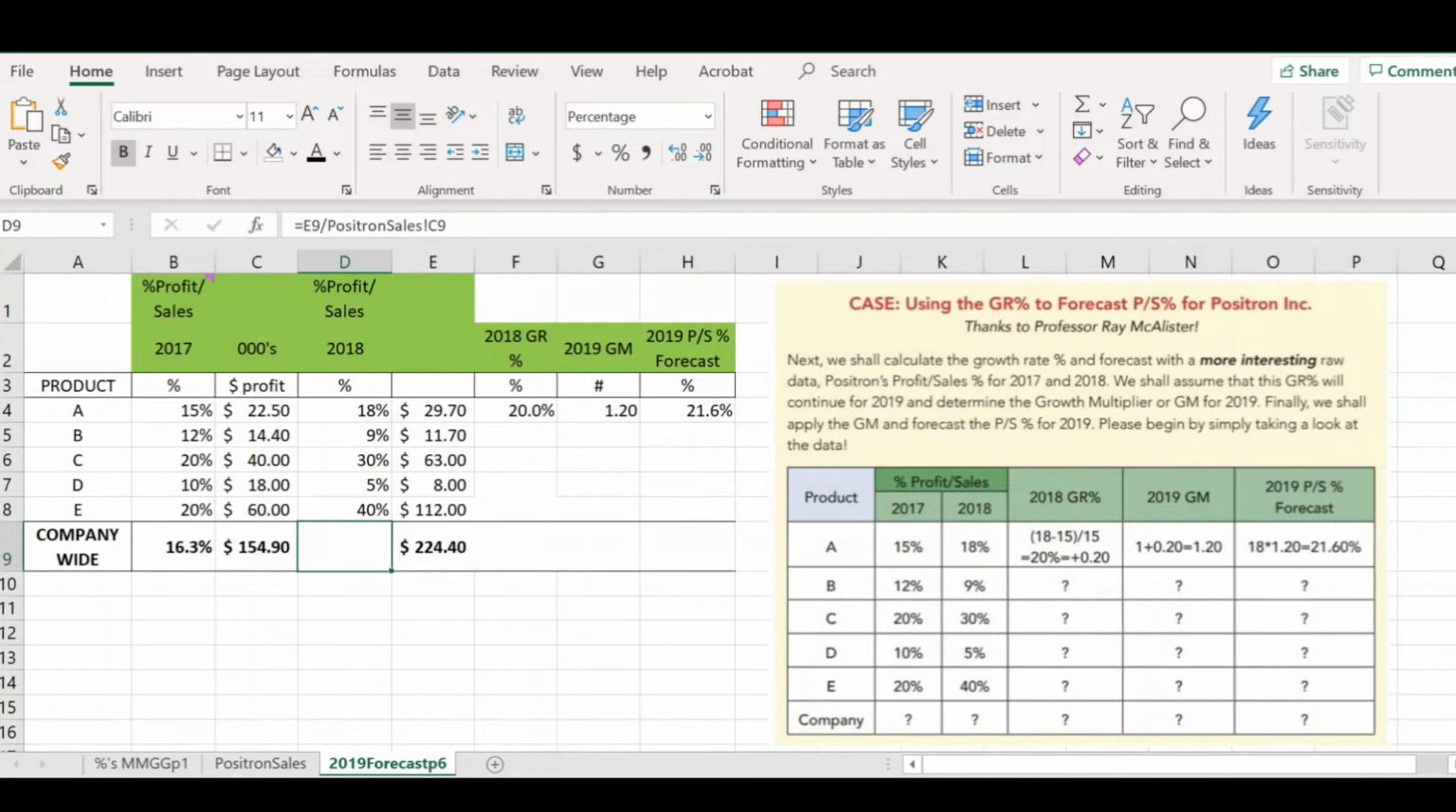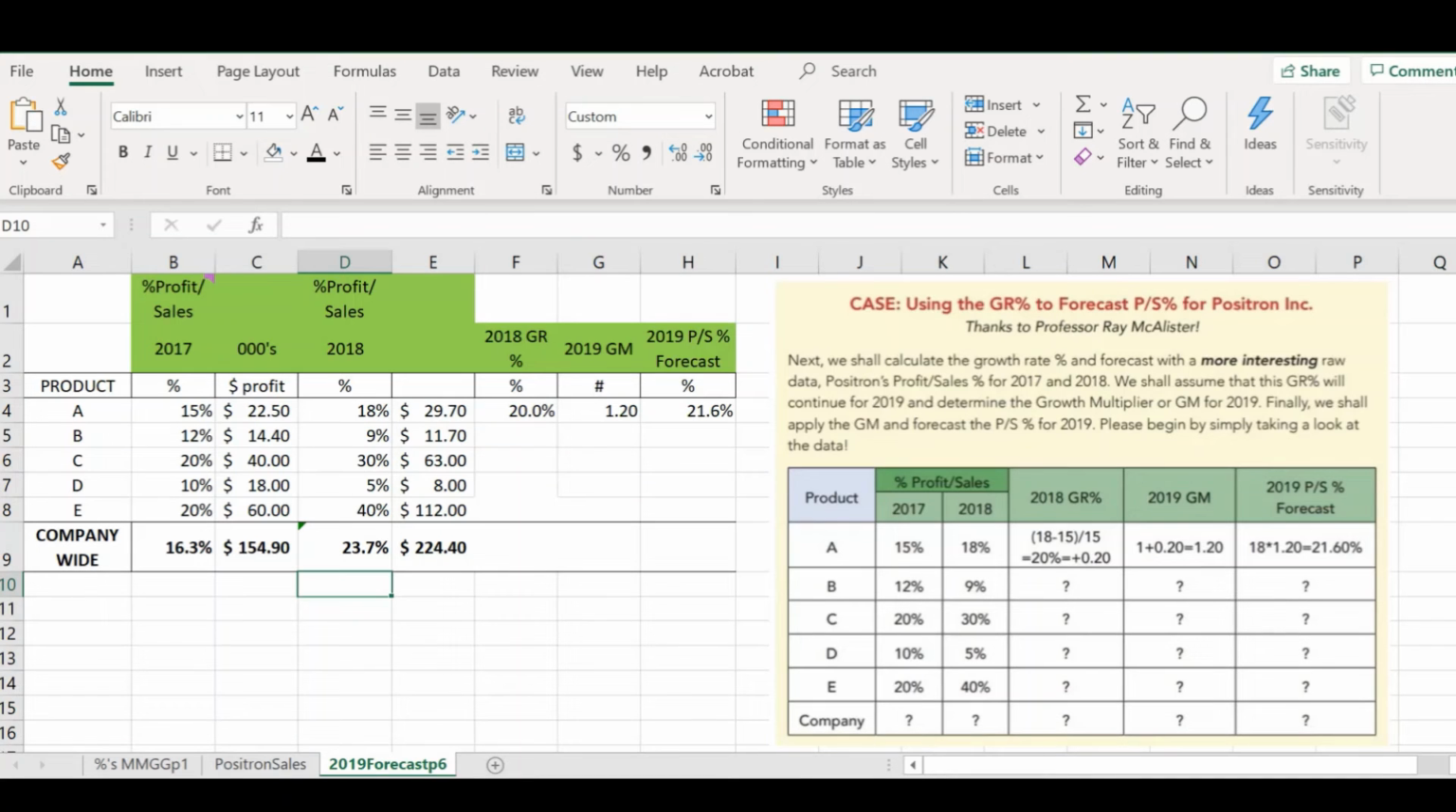And when I do that, you can see I get, oh my gosh, it looks like in 2018, our profitability rose from around 16% company-wide to almost 24% company-wide. Okay, but that just gets us ready for the next part. And we already did this once, so this should be very familiar.